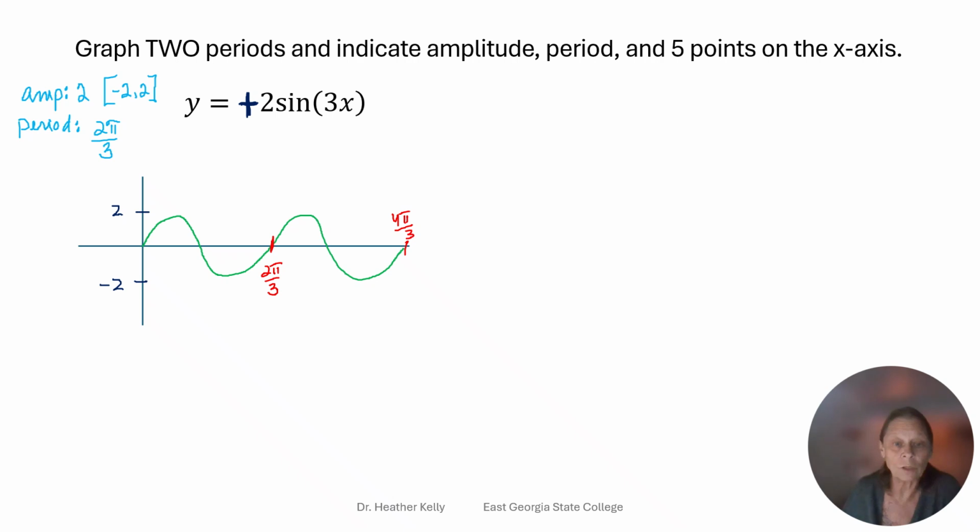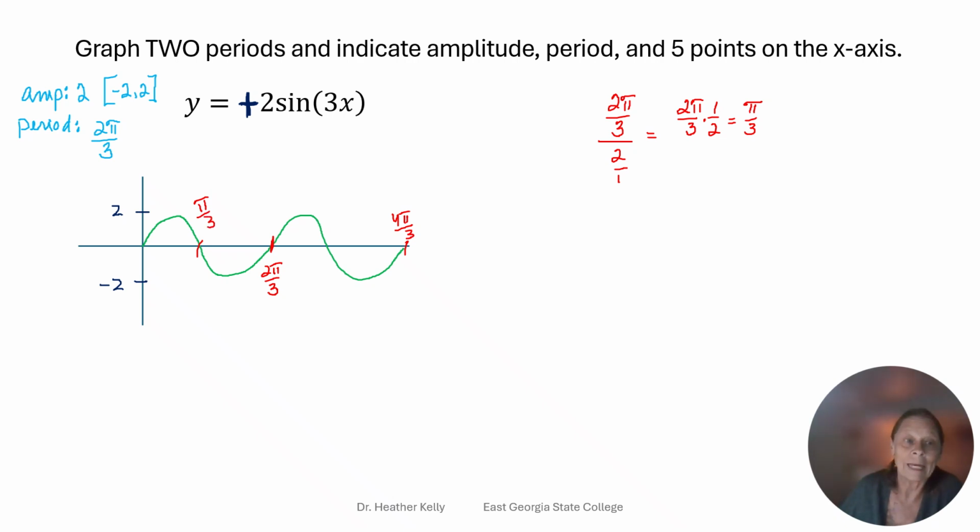Now, to find our stuff in the middle, we're going to actually need to do a little bit of work. Okay, so what is between 0 and 2 pi over 3, or in other words, half of 2 pi over 3? So 2 pi over 3 divided by 2, so half of it is going to be 2 pi over 3 times 1/2 gives us pi over 3. So half of 2 pi over 3 is pi over 3.